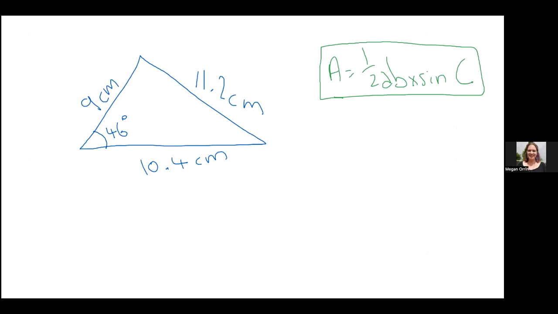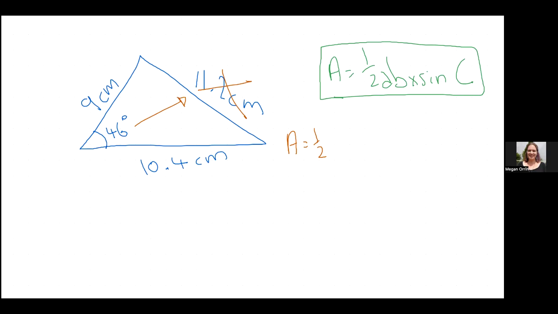All right, this is one of those questions where I've given you too much information and you need to know which bits to use. TMI. Exactly. TMI. This is a TMI question. All right, which side am I ignoring? 11.2, good. This is opposite my angle, so I'm not allowed to use it.